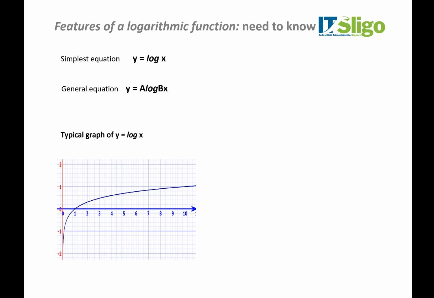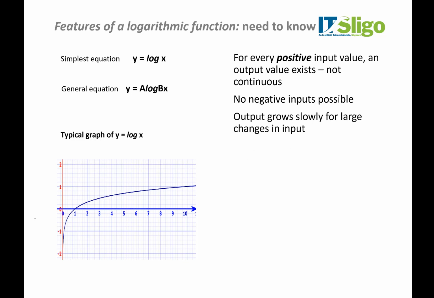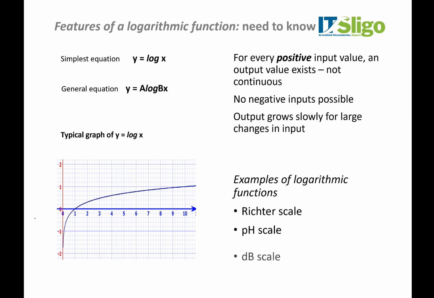Note it's here when x is 1, our output is 0. So for every positive input value, an output value exists. So it's not continuous because the graph does not exist for 0. When x is 0, you can't get the log, and for any negative value. We'll discuss this more later in the lecture. The output grows slowly for large changes in input. This is why it's used a lot for these logarithmic scales.